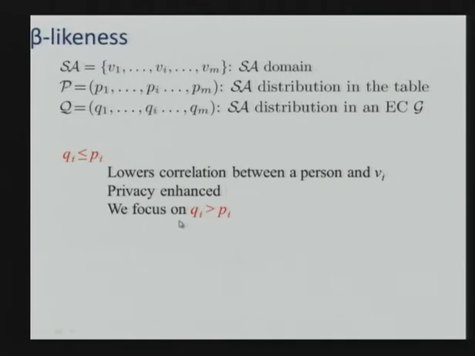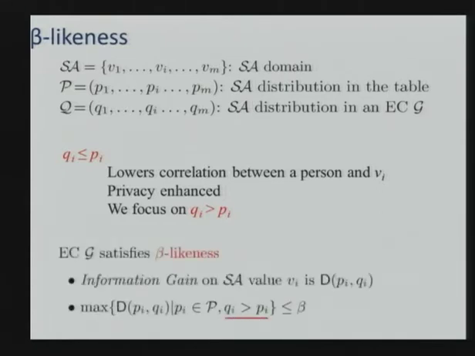So, we only focus on the case that Qi is larger than Pi. That is to say, the distribution of sensitive value Vi in an equivalence class is bigger than that in the whole dataset. And our metric of beta-likeness requires that the distance of every Pi and Qi is smaller than or equal to beta.